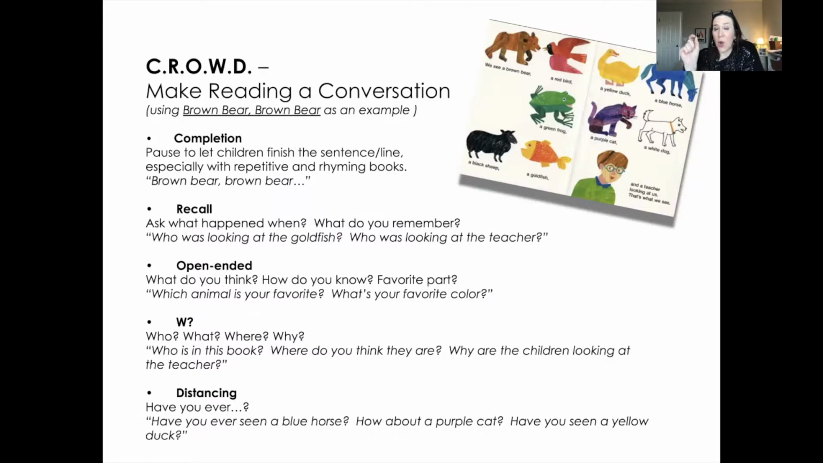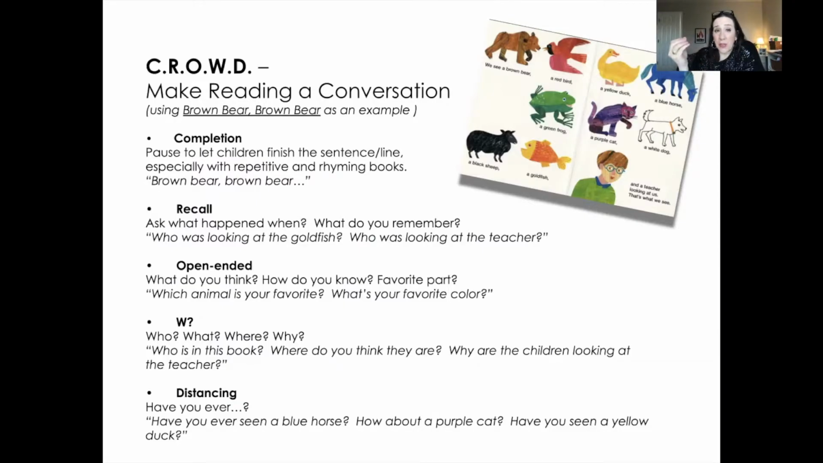Open-ended questions. What do you think about this book? Have you ever seen a purple cat? Do you think that purple is a color for cats? Let's see, how would we make that an open-ended question? How many different colors do you think cats come in? What are some colors that you've seen of cats? Like, those aren't really open-ended though. An open-ended question: what's your favorite animal? What's the best animal in the book? Okay, those are open-ended questions because there's no right answer. An open-ended question is one where there's no right answer.